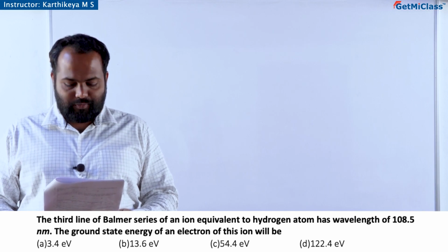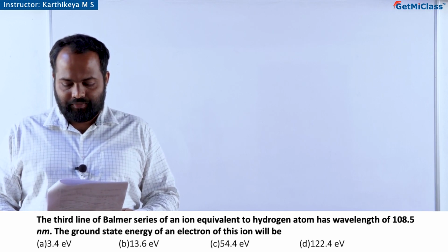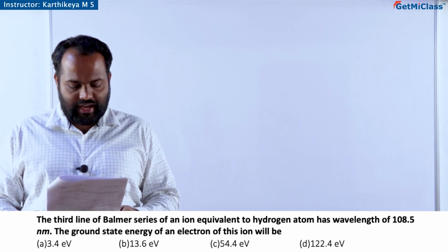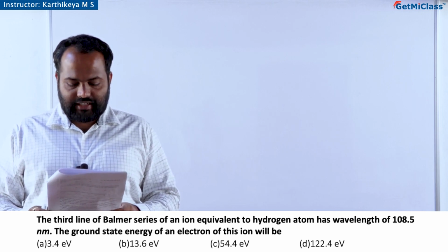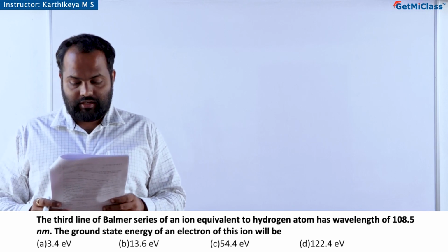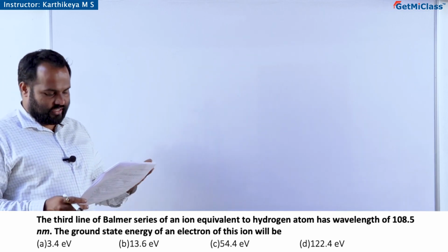The third line of the Balmer series of an ion equivalent to a hydrogen atom has a wavelength of 108.5 nanometers. The ground state energy of an electron of this ion will be. So there is another ionic atom we have to consider.